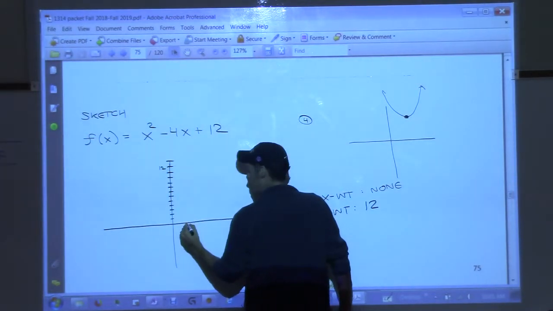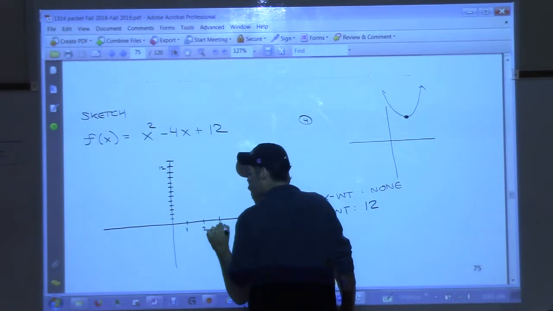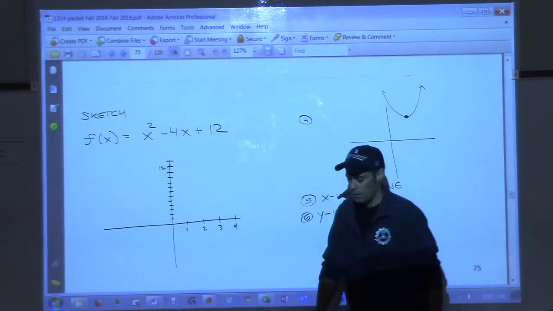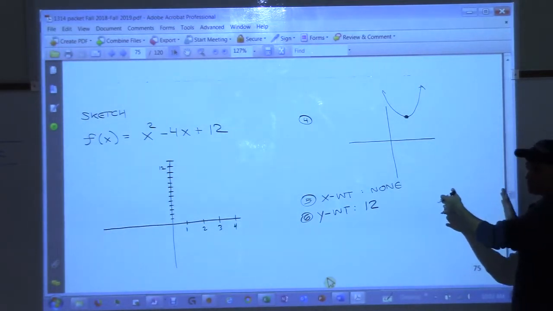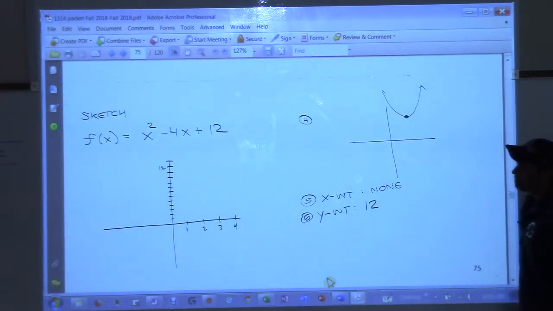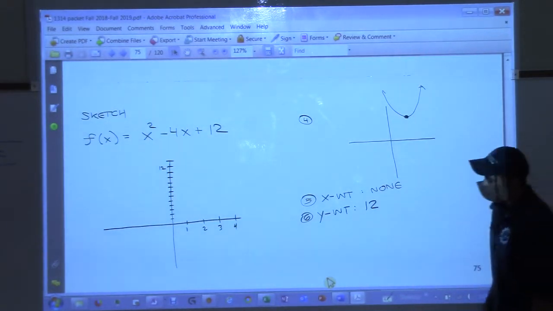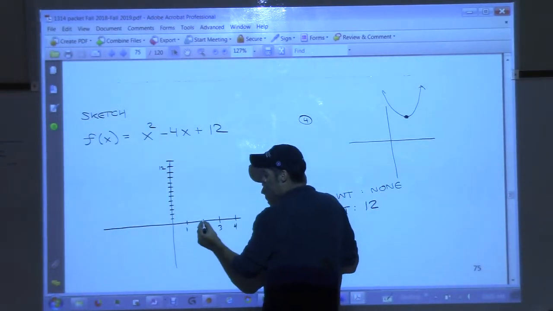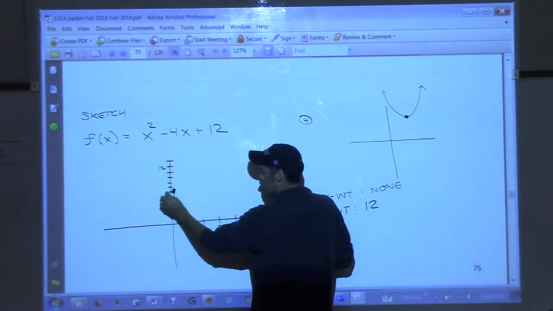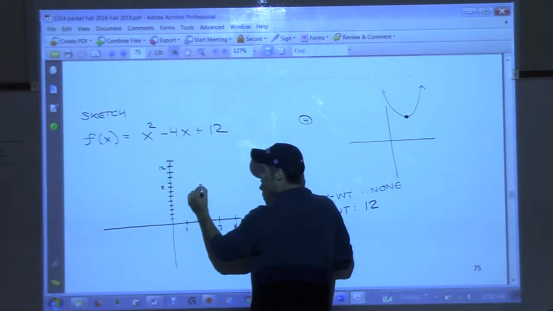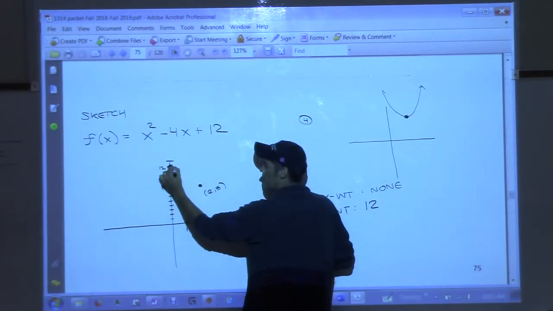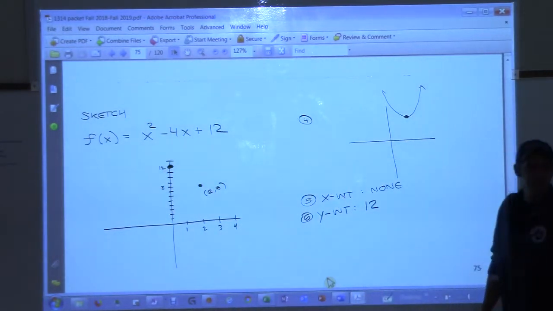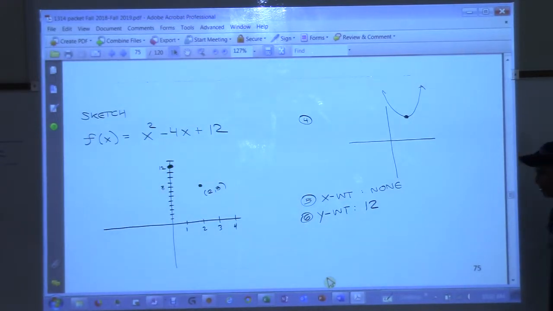And then this way, I'll go like 1, 2, 3, 4. So we talked about this in the past. You don't have to have your scale the same way. Like this way it can be bigger gaps between the numbers. This way you can compress it. So I'll put my vertex first. My vertex is at 2 and then up 8. There's 8 right there. I should label it. And then my y-intercept is at 12, right? And that's all I've got. And it opens up.